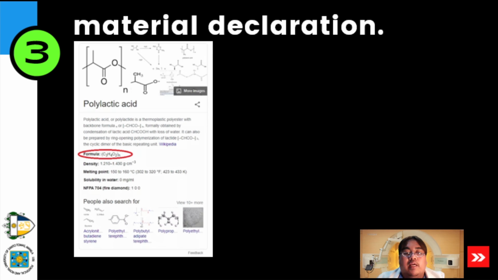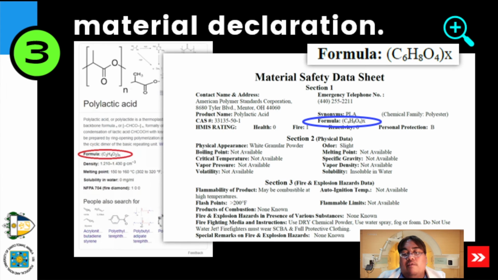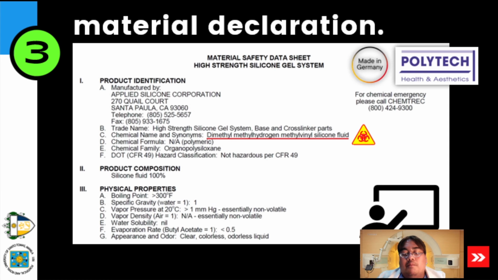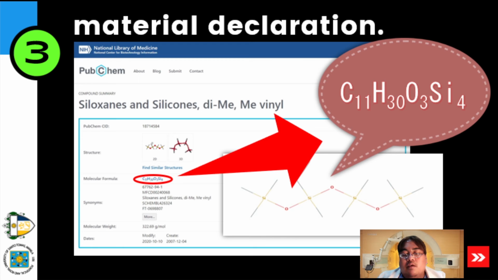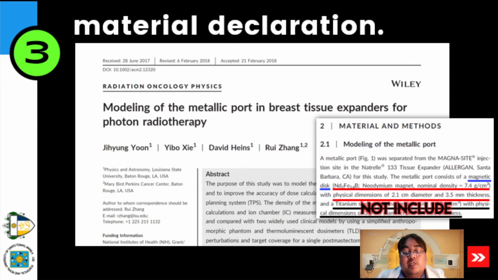Right, so for the decoration of the chemistry of the materials, we made use of the ones available online. For PLA, there's this specific material safety data sheet, which states that the molecular formula for such is C6H8O4. Same is true for the dimethyl silicon fluid, though the molecular naming is provided by Polytech. The molecular formula is C11H30O3Si4. And lastly, we have the magnetic disk, which is actually a neodymium material, which has a nominal density of 7.4 grams per cubic centimeter.